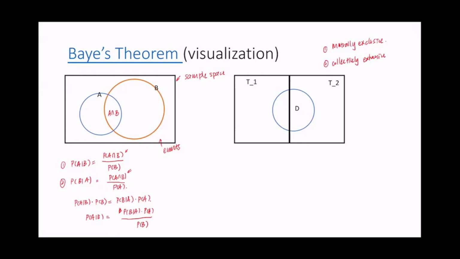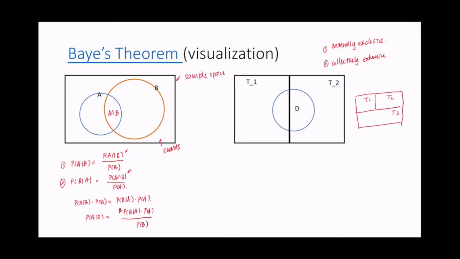Mutually exclusive means that T1 and T2 do not have an intersection. You could think of us dividing the event space into two subcases, and we want them not to have an intersection because an intersection will make things complicated. They're collectively exhaustive because T1 and T2 combined occupy the whole sample space. We could also have more theorems. We could have a sample space with three theorems like this: T1, T2, and T3.